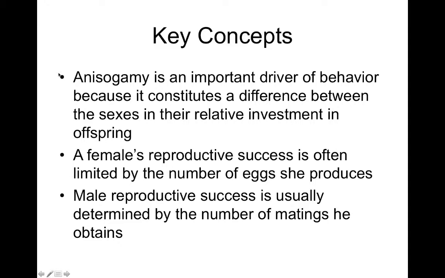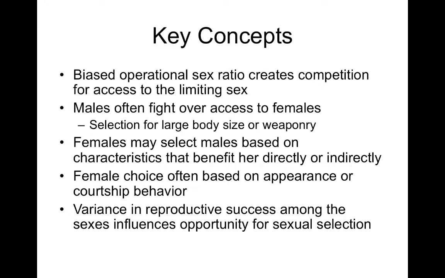All right, so it's a moment of review. Sexual selection is all about anisogamy. It's an important driver of behavior because it constitutes the fundamental difference in the sexes in how they allocate to their offspring. Females are usually limited by the number of eggs they can produce, while males are limited by the number of matings that they can have. This can lead to biased operational sex ratios, with males often fighting over females, and females usually being the choosy sex. This can be based on appearance or courtship behavior, and the variance in reproductive success among the sexes influences the opportunity for sexual selection.